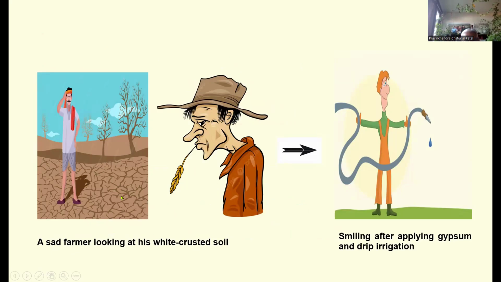You can see here barren land, crusted soil, and the farmer is sad. But the farmer is laughing and smiling after application of gypsum and use of drip irrigation in saline soil.